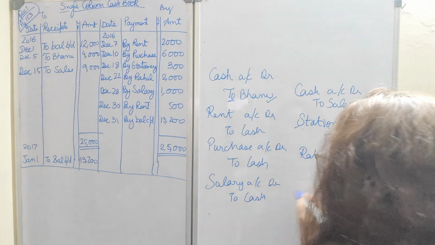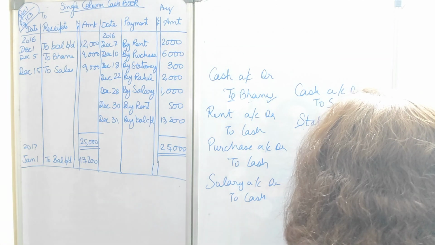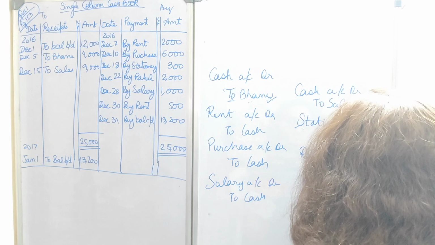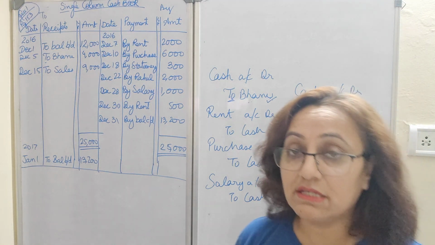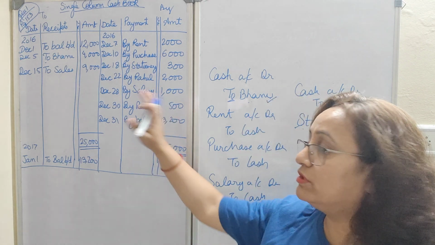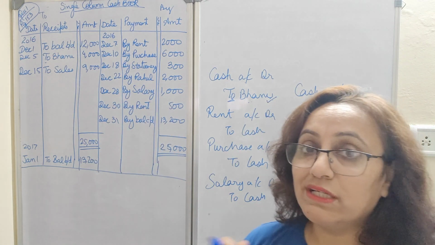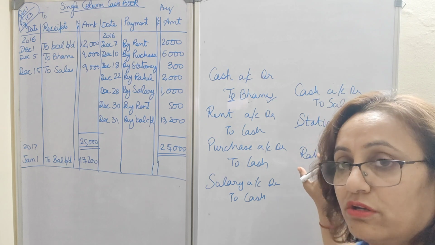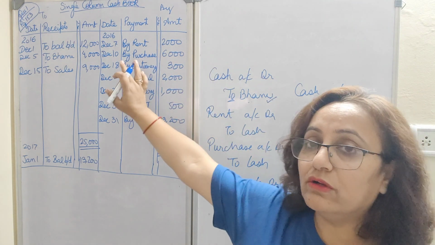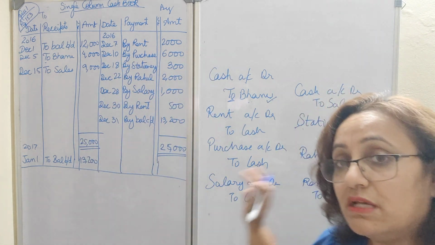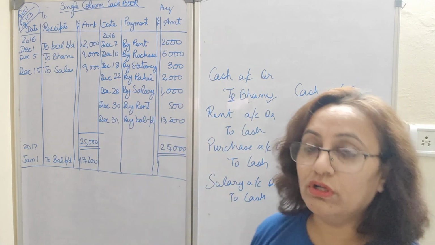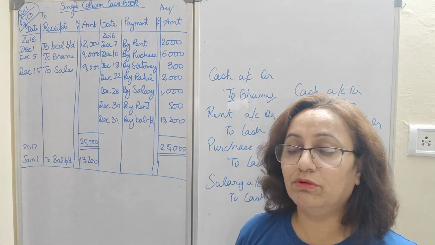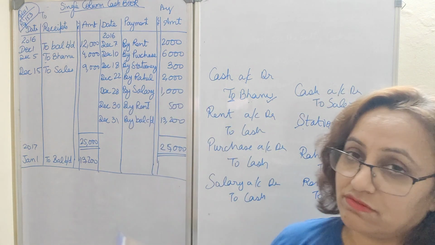Now paid rent. So the entry will be rent account debit to cash. I am just writing these journal entries for your reference in case in exam you get confused what is to be written where, because now you have reached the stage where journal entry is not required. You have to directly record in the cash book. But still if you are confused about what is the relation between journal and cash book, it becomes easy for you. You are able to understand logically how we are transferring the entries.